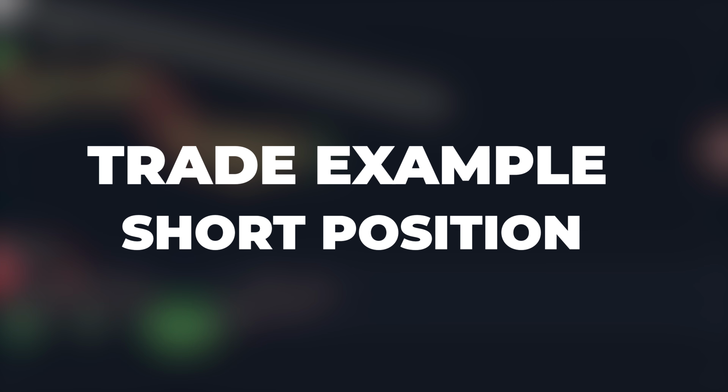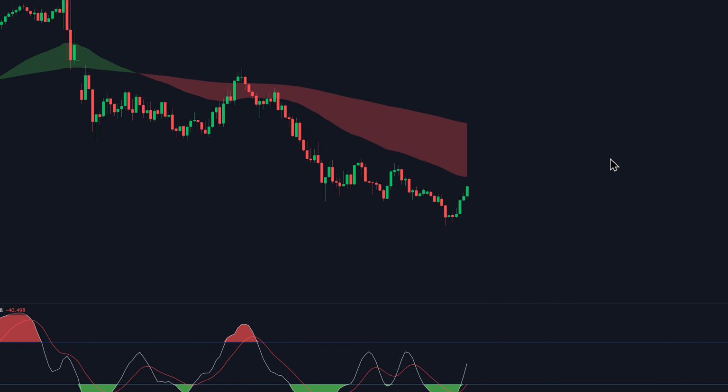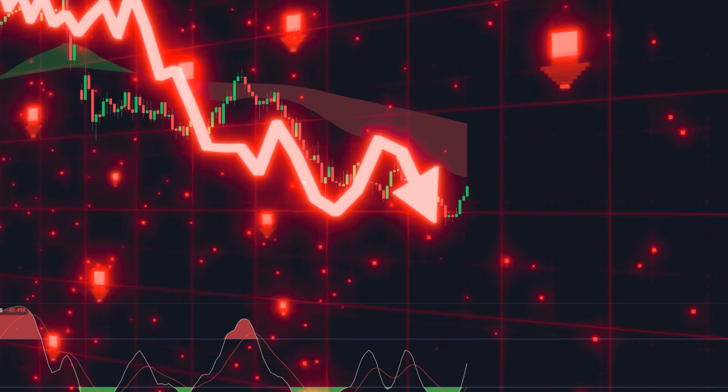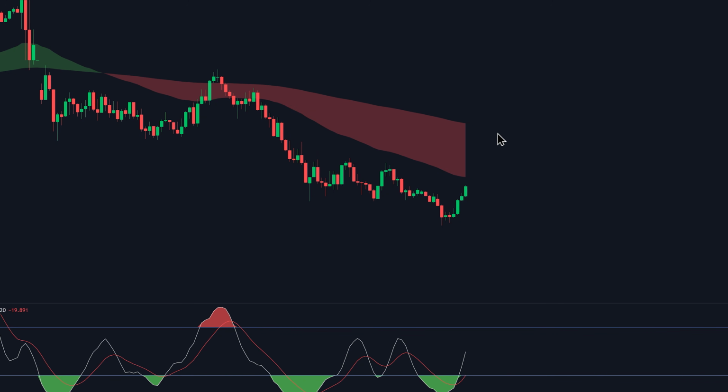For short trades, we're just going to reverse all the conditions. So first, we want the market to be in a bearish trend. To confirm that, we just make sure that the EMA cloud is colored red and the price is trading below it. This indicates a bearish trend.